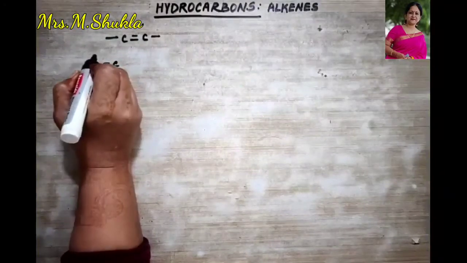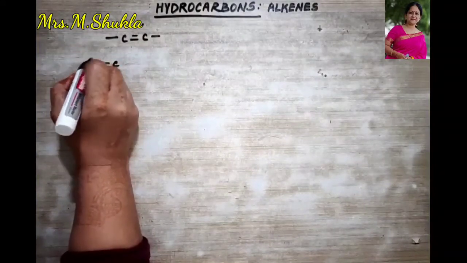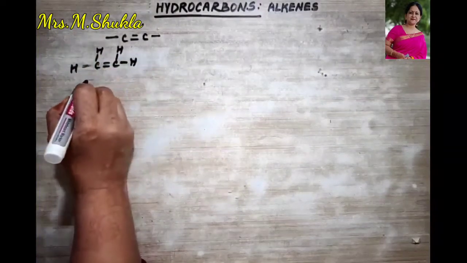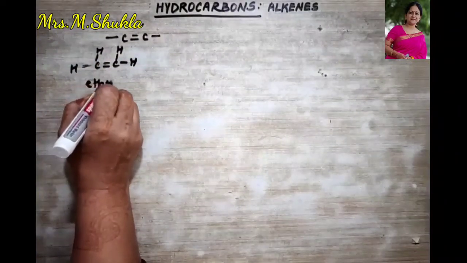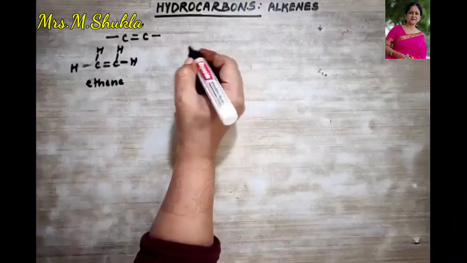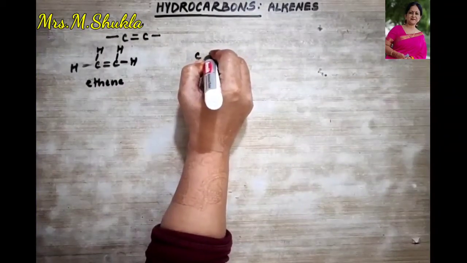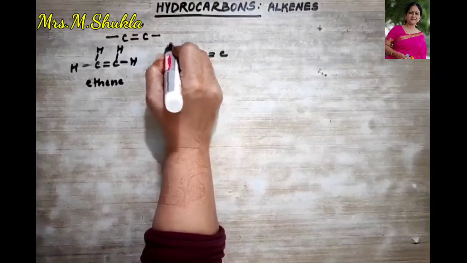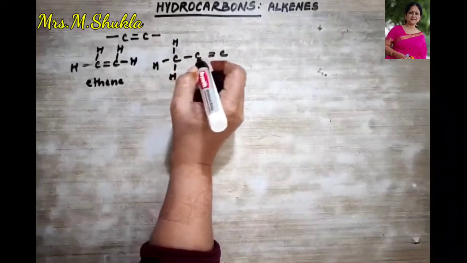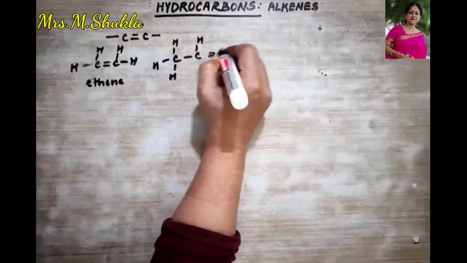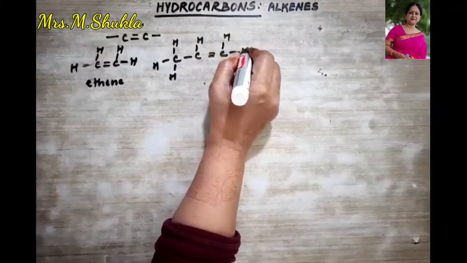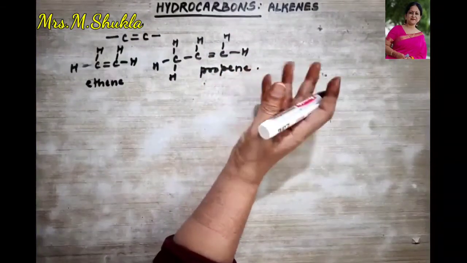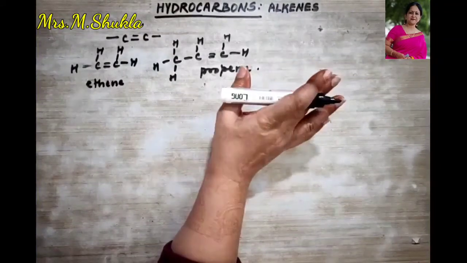C double bond C is there and H. This is called ethene, isn't it? Similarly, you have propene, C double bond C. If I say, then this becomes H. 1 2 3 4 1 2 3 4. This is called your propene. Similarly, you have butene and so on.